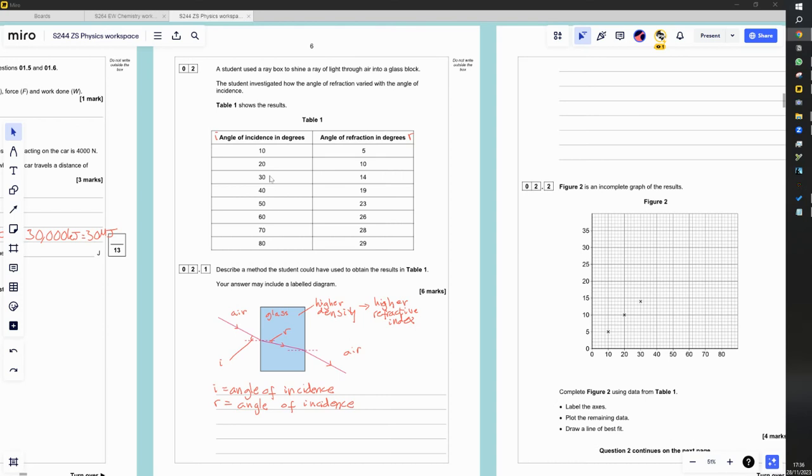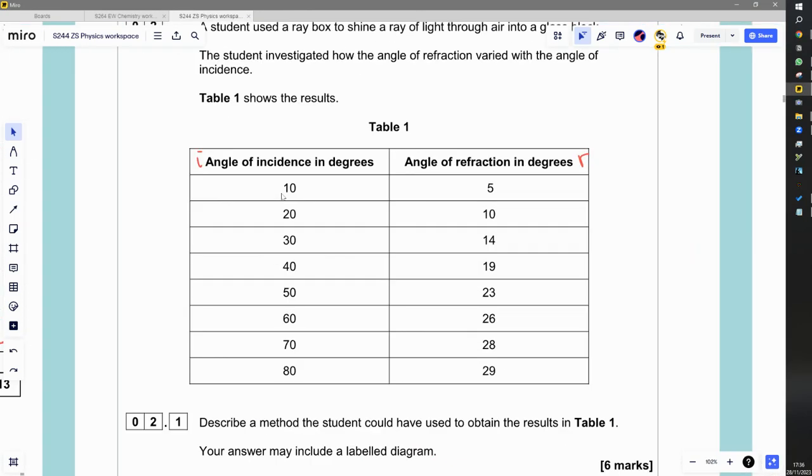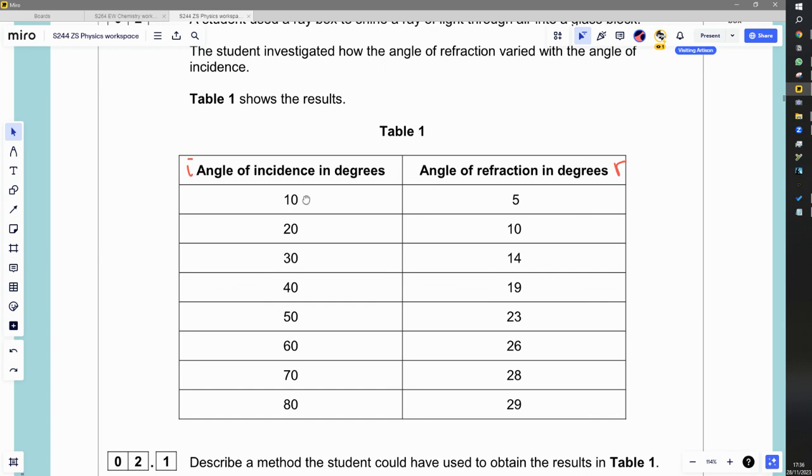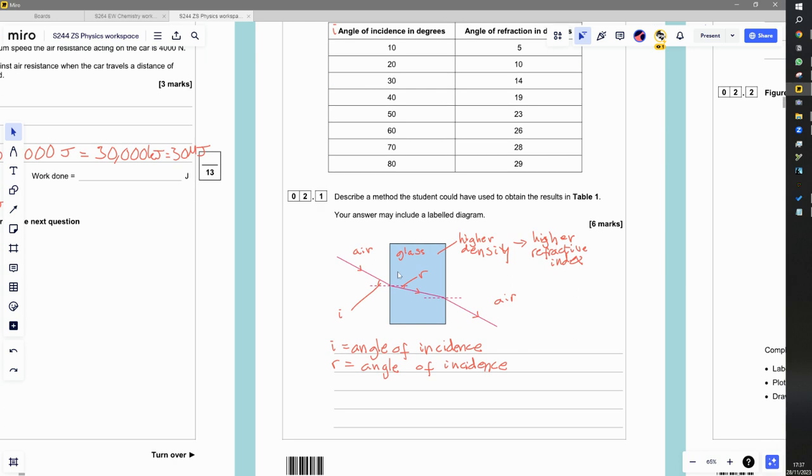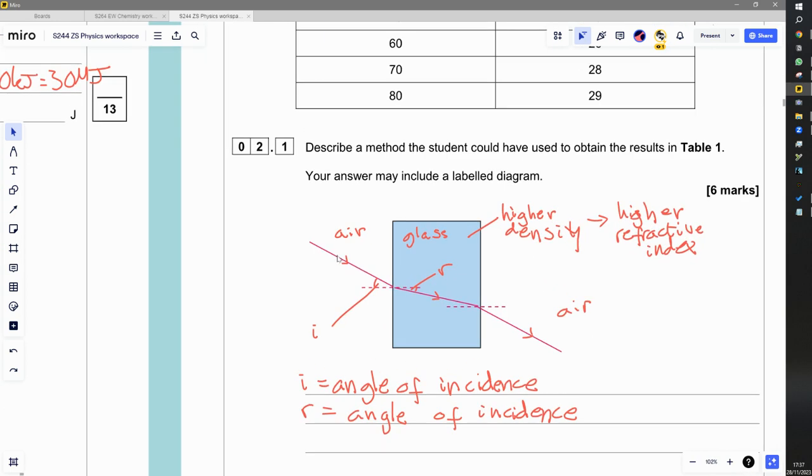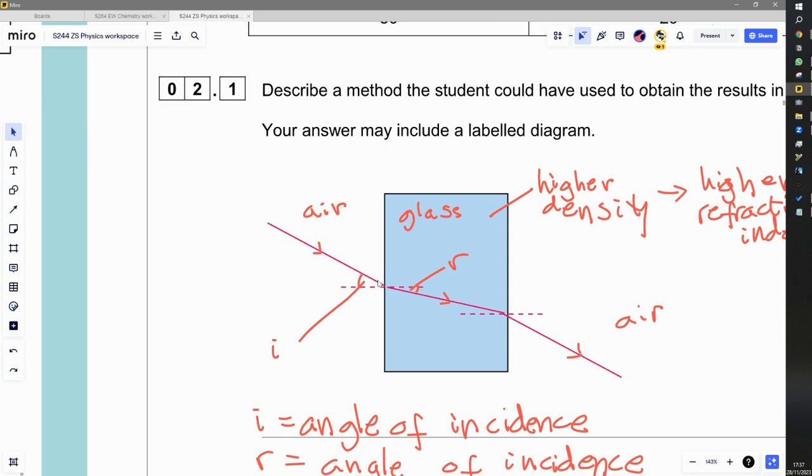So this is a required practical, and what he's done is he's changed the angle of incidence and he's measured the angle of refraction. So when we have a ray of light going into a glass block, it's going to refract towards the normal. What that means is that it would have gone straight like that, but because of the glass block, it's gone towards the normal. This is the normal here, the dotted line.